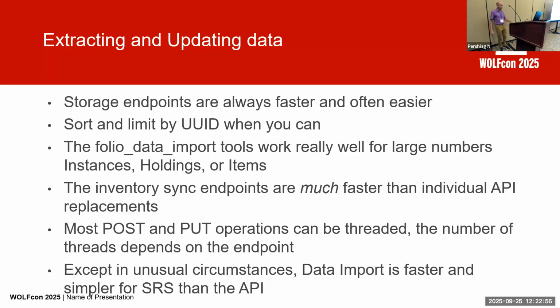The next point: you can save yourself an awful lot of time by threading stuff. Why run only one instance when you can run more? The number that you can run depends on what type of record it is, what type of operation, a lot of things. But you can drastically increase the speed of things by parallelizing your processes.